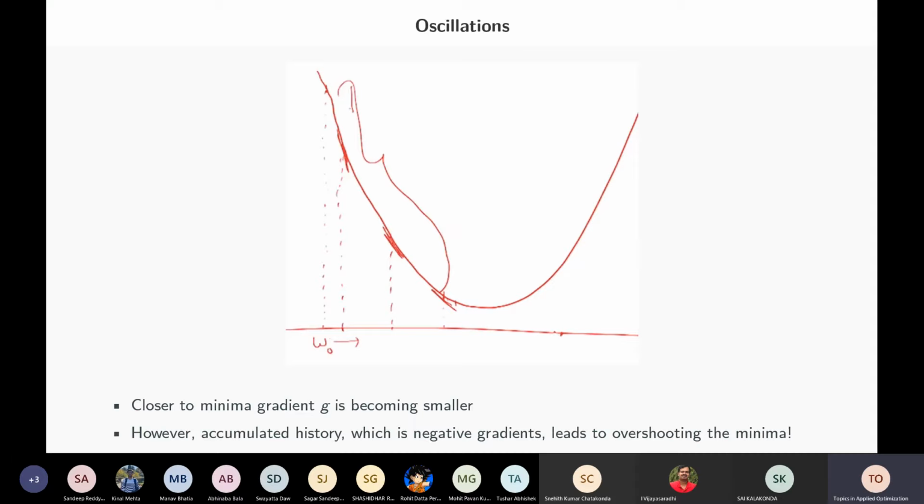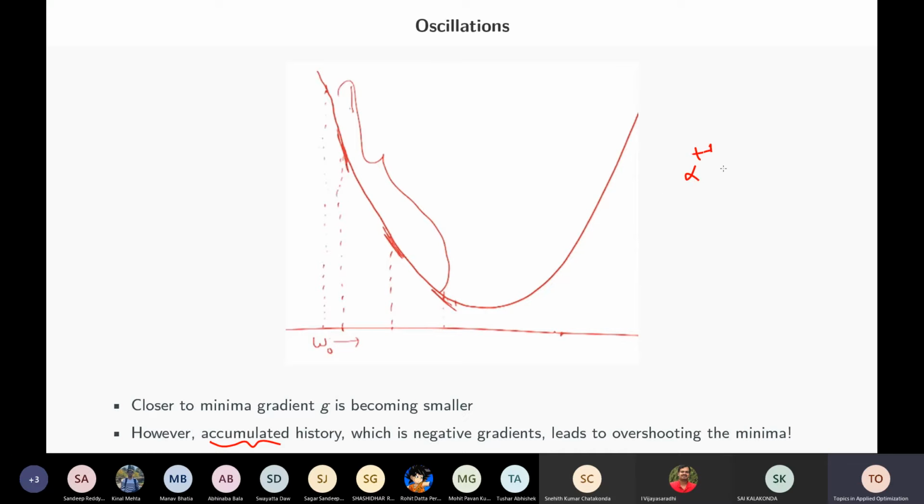Okay. So as I said, there is an advantage and a disadvantage also. What is the disadvantage here? This is the graph that is telling you the disadvantage. If you look at the accumulated history of the gradient, remember that in the momentum method, what do we do? We accumulate the gradients, right? Although we accumulate them in some power, right?